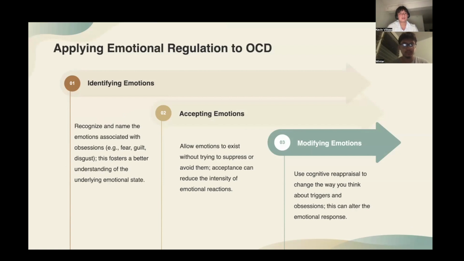And here are some ways of applying that emotional regulation. There is identifying the emotions: recognize and name the emotions associated with obsessions, and this fosters a better understanding of the underlying emotional state. There's accepting these emotions, where you allow the emotions to exist without trying to suppress or avoid them. Acceptance can reduce the intensity of emotional reactions. And then there's also modifying these emotions. It's where you use cognitive reappraisal to change the way you think about triggers and obsessions. This can alter the emotional response.